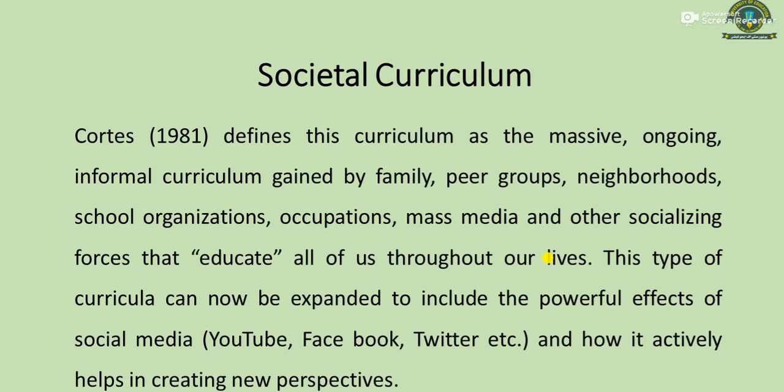So this type of curriculum is very important, which is gained from family members, peer groups, organizations, occupations, and most importantly, the mass media, which is a major socializing force to educate the people.